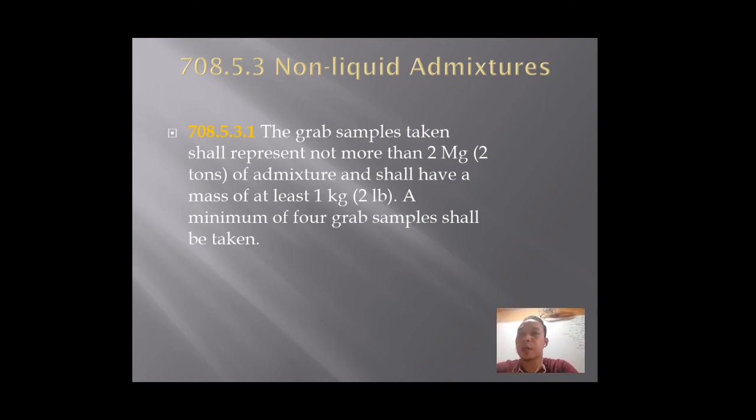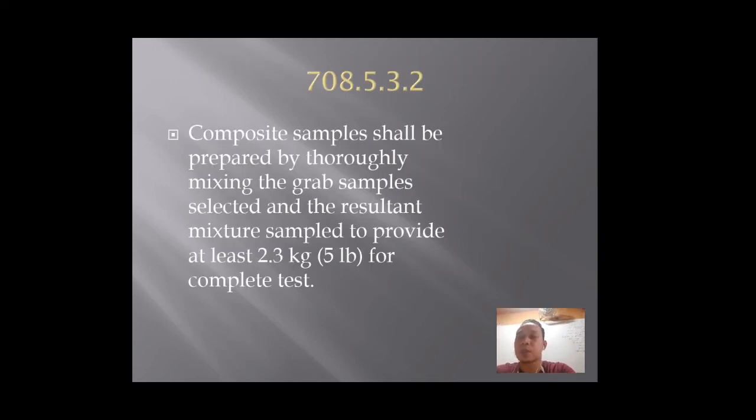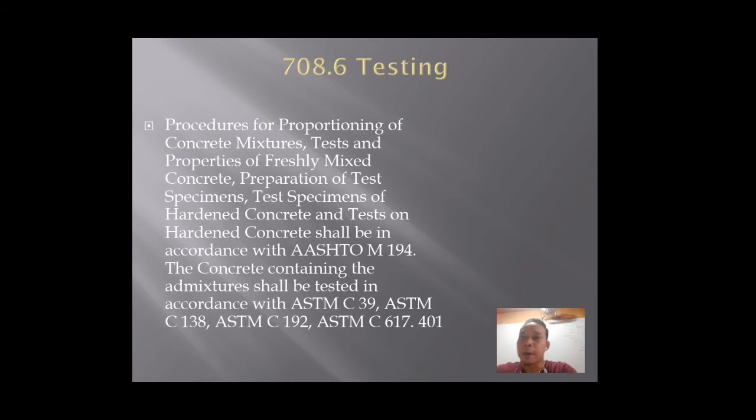708.5.3, non-liquid admixture. 708.5.3.1, the grab samples taken shall represent not more than 2 tons of admixture, and shall have a mass of at least 1 kilogram or 2 pounds. A minimum of 4 grab samples shall be taken. Sub-item 708.5.3.2 states that composite samples shall be prepared by thoroughly mixing the grab samples selected, and the resulting mixture shall provide at least 2.3 kilograms or 5 pounds for a complete test.